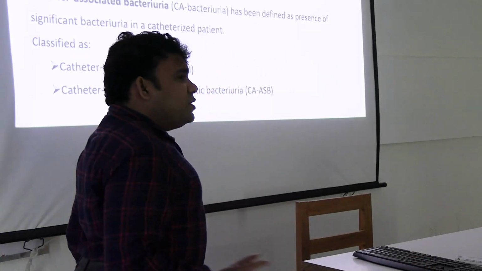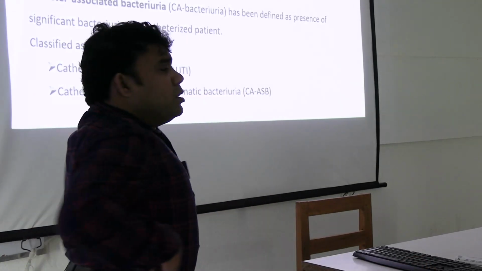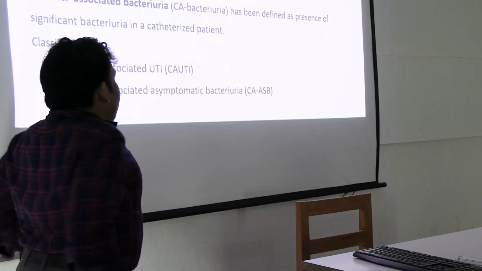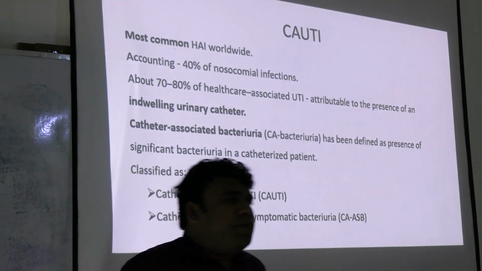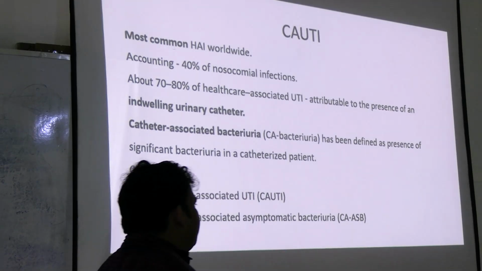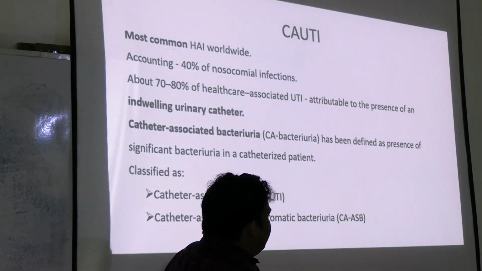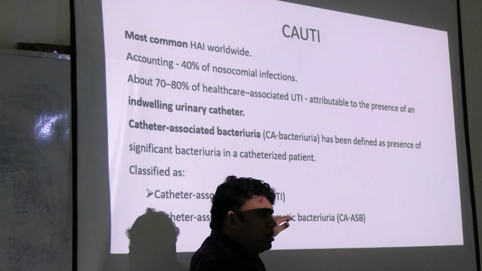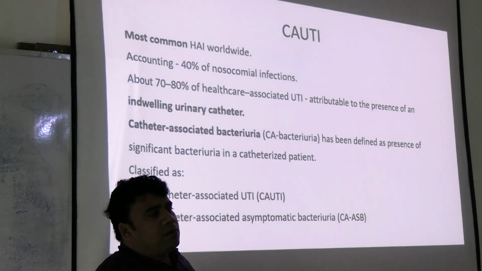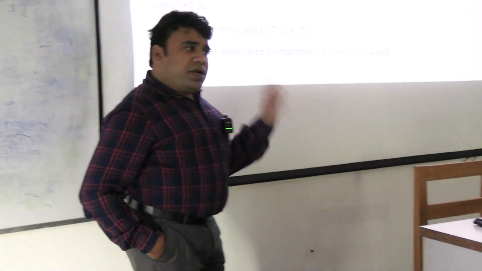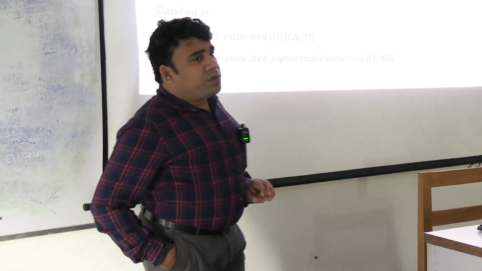Technically, there are two classifications even in catheter-associated UTI. The first would be catheter-associated bacteriuria. That means there is presence of bacteria. It may be symptomatic, it may be asymptomatic. If it is symptomatic, we call it CAUTI, and if it is asymptomatic, we call it asymptomatic bacteriuria. Catheter-associated asymptomatic bacteriuria.